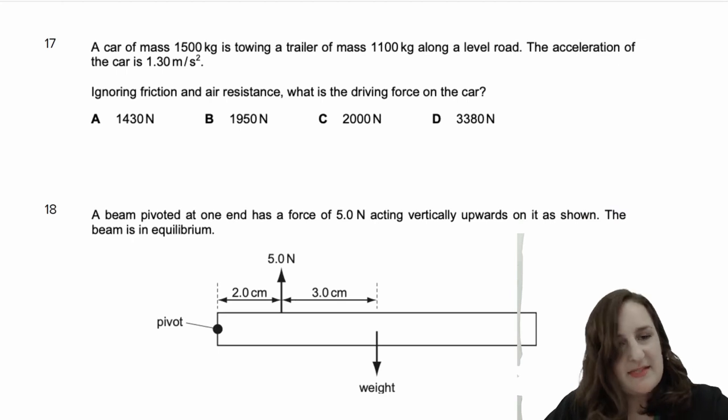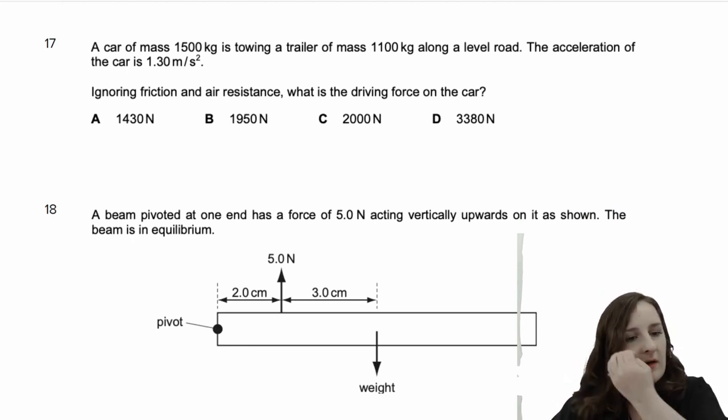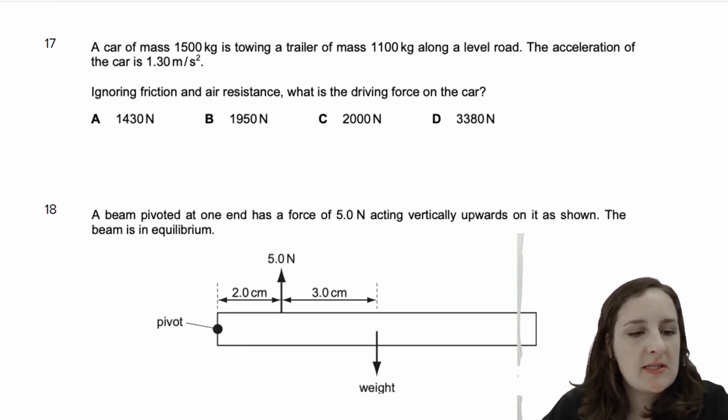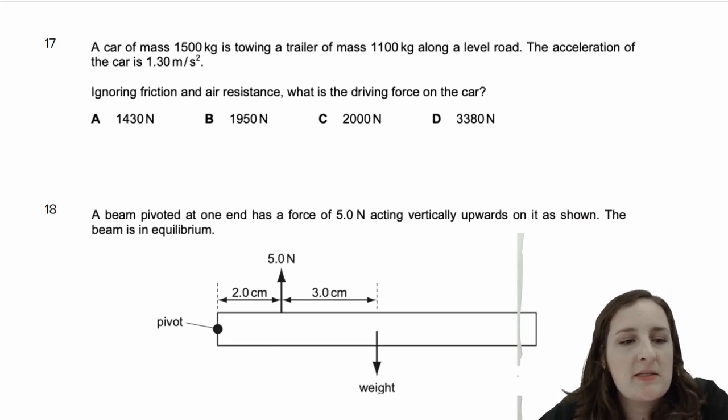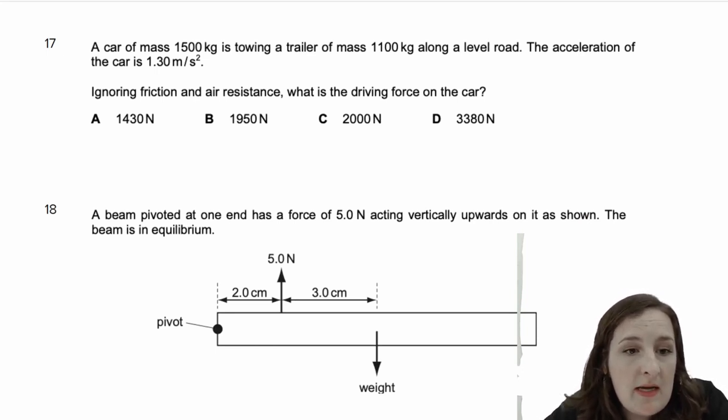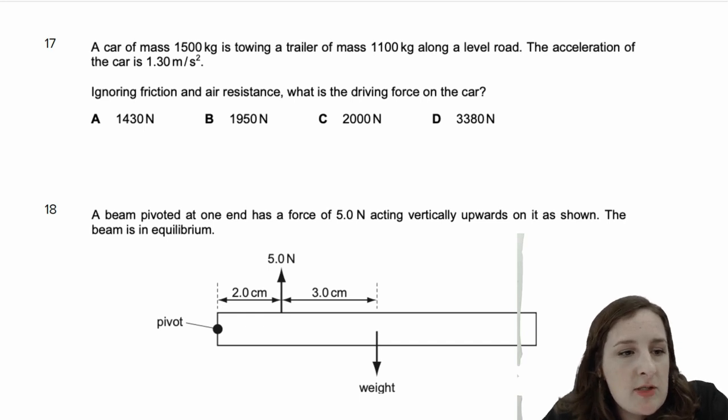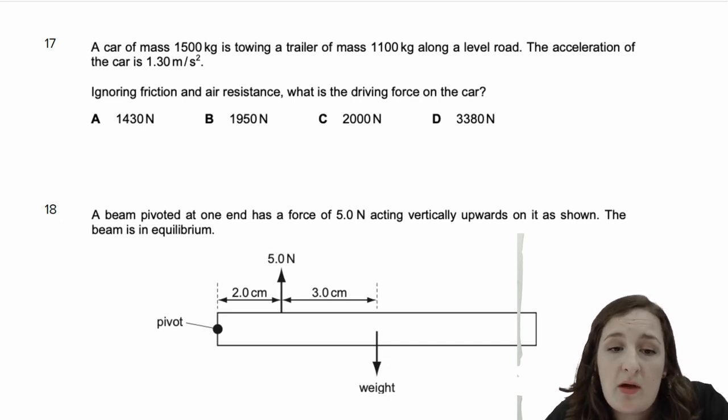Moving on to question number 17 now. A car of mass 1500 kilograms is towing a trailer of mass 1100 kilograms along a level road. The acceleration of the car is 1.3 meters per second squared. Ignoring friction and air resistance, what is the driving force on the car?